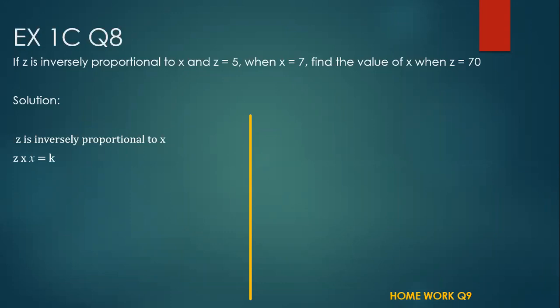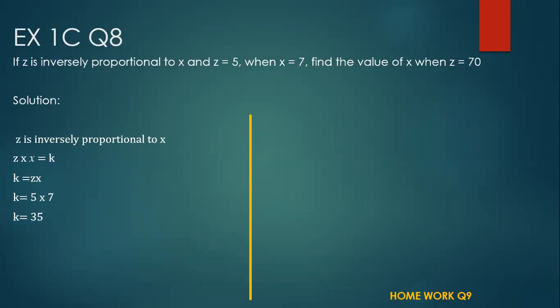So z times x is zx. So k will be z times x. Now we are going to replace z with 5 and x with 7. So you're going to get the value of k is 35.